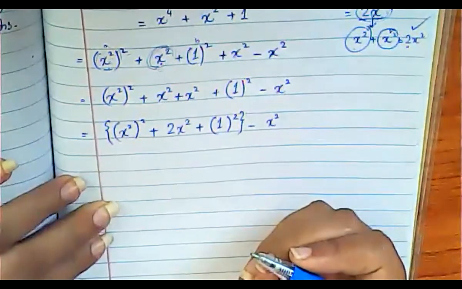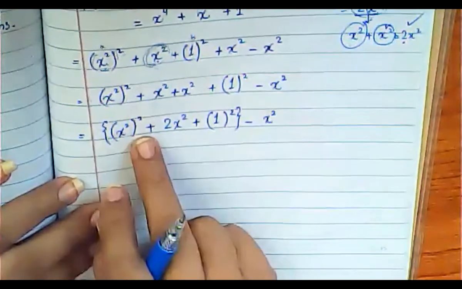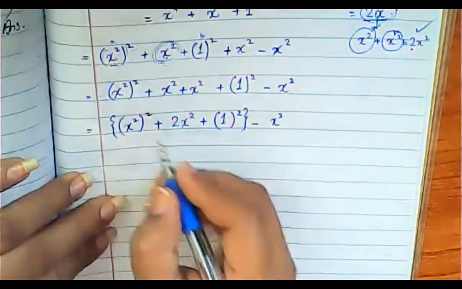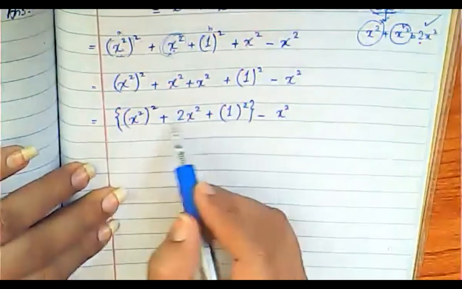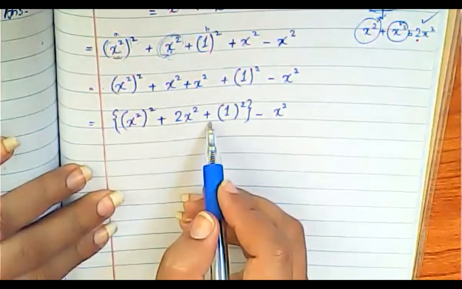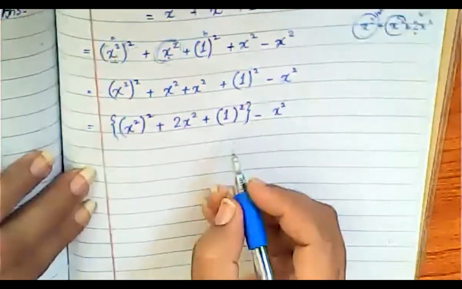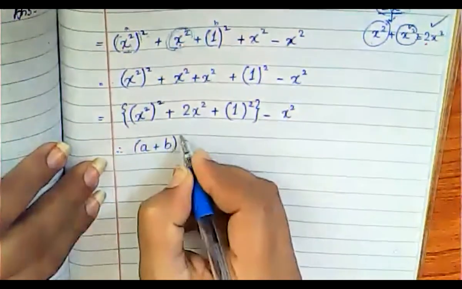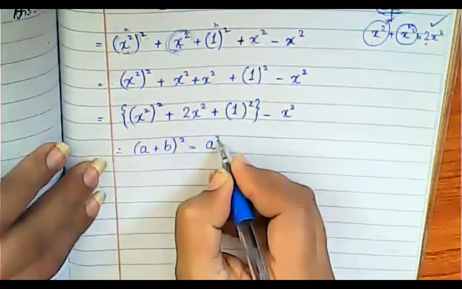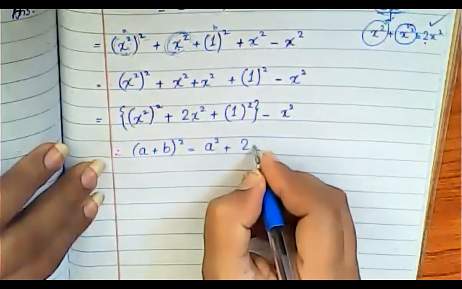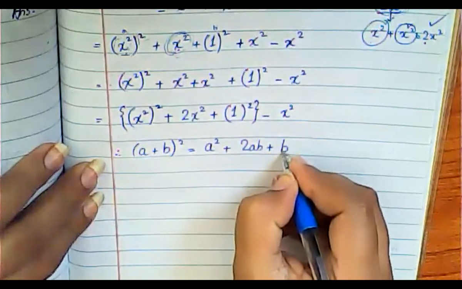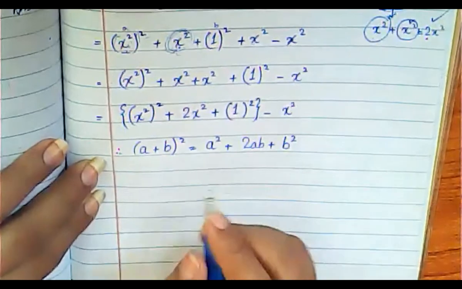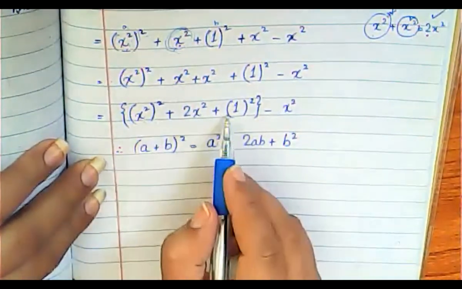Now we can apply a formula here. Which formula? Formula number 1, 2 or 3? Which formula can we apply here? Formula number 1, which is basically a plus b whole square is equal to a square plus 2ab plus b square. Now we have to decide which is our term A and which is our term B.